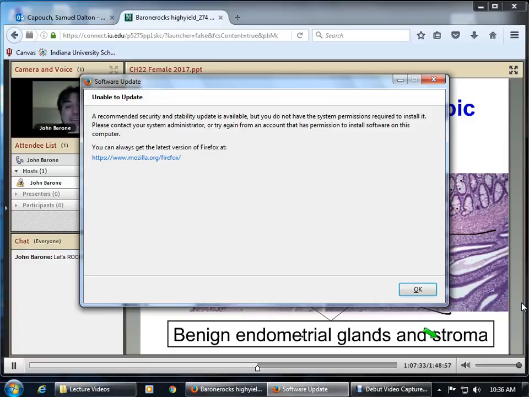That's so cool. And I've seen it in the brain. I've seen it in the lung. I've seen endometriosis in the colon. I've seen it all over the place. It can happen anywhere. But again, benign.